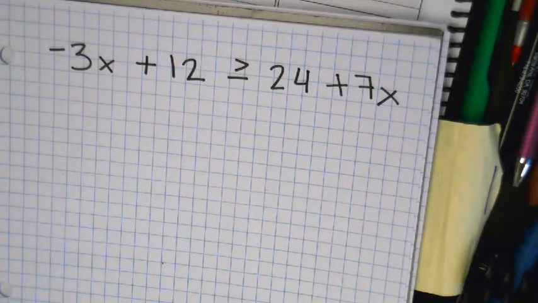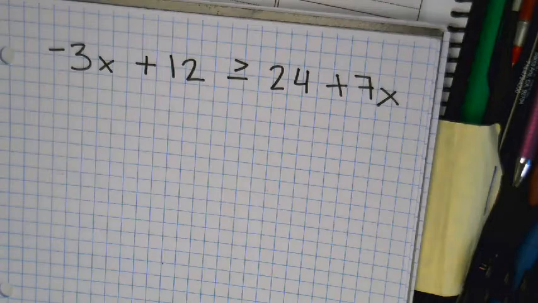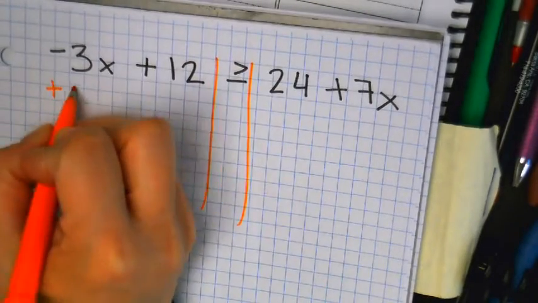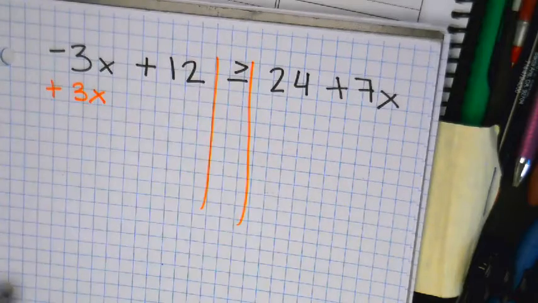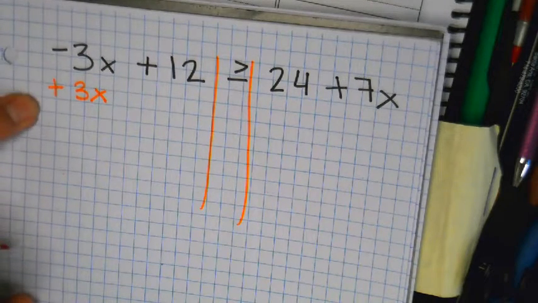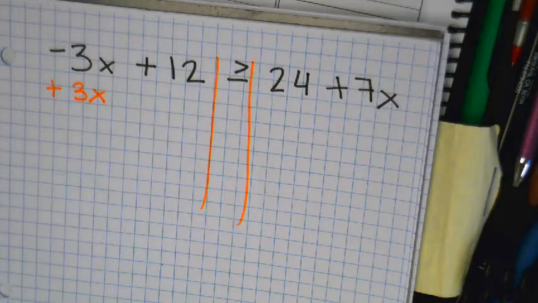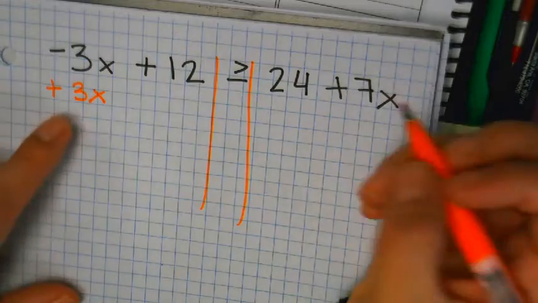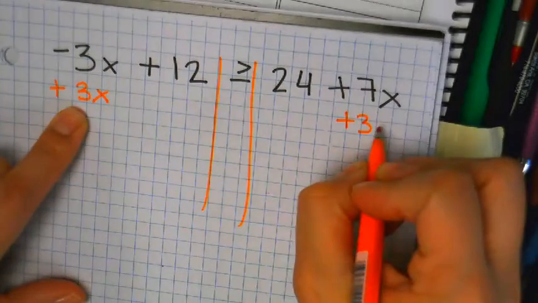Okay. What do you want to move? The negative 3x, because it's negative, and let's get rid of it. So how would I get rid of it? By adding 3x. Because if I have negative 3 and I add positive 3, what do I get? 0. And that's my goal. My goal is to get zeros. So they disappear.